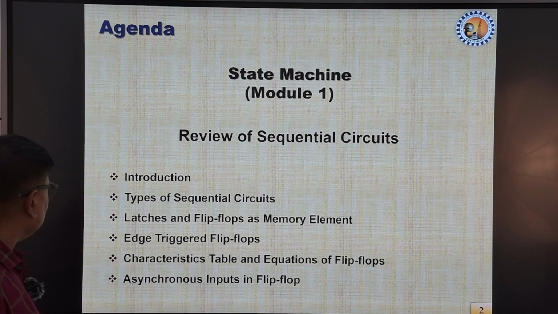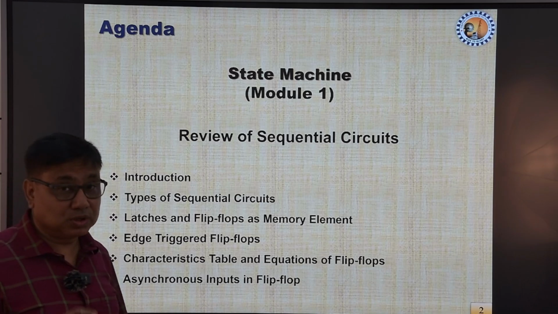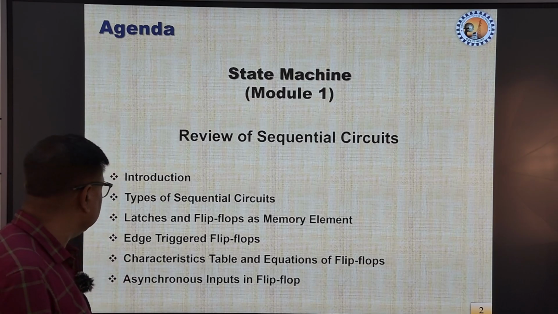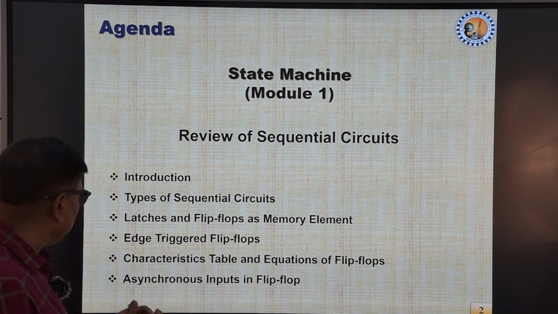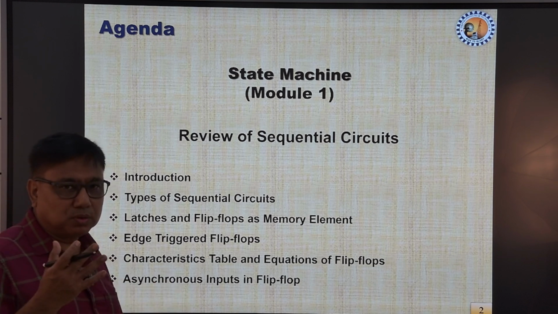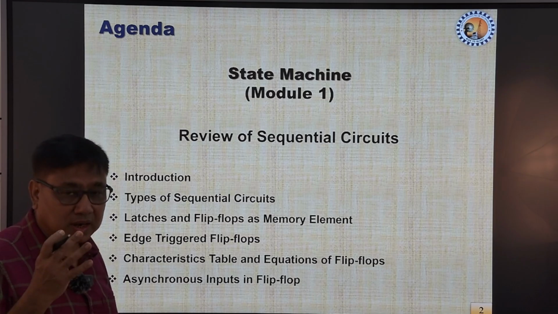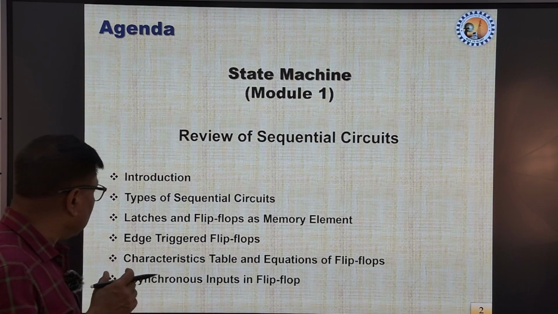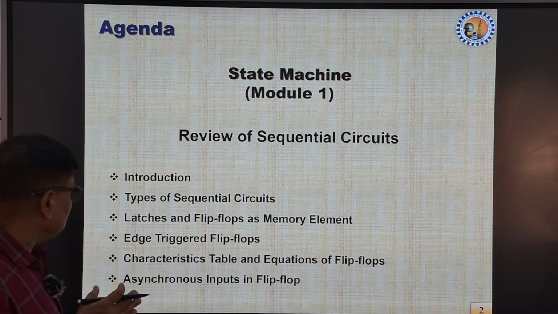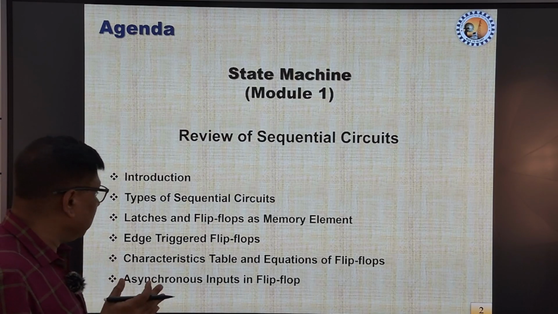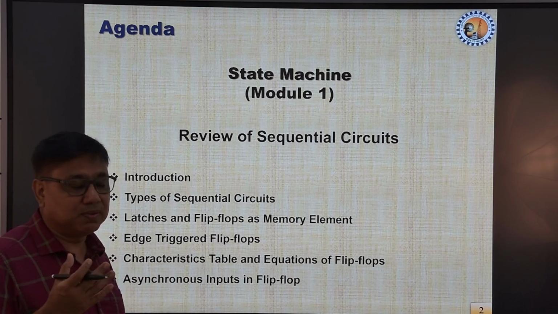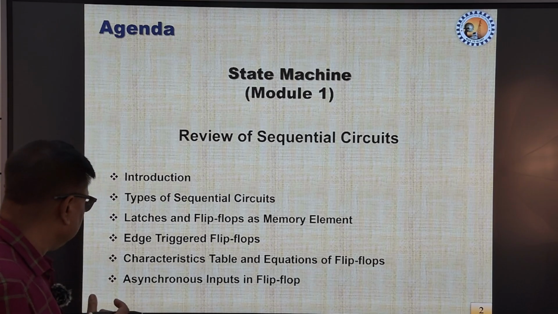We will explore latches and flip-flops as memory element, because sequential circuits do have memory elements within them. Then in the memory element, basically two types: one is latch and second one is flip-flop. So they have their own properties, so we will explore them. And in the flip-flop, the dominant part is the edge triggered flip-flop. We will talk about them.